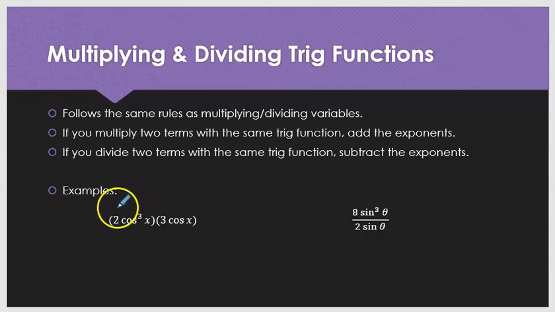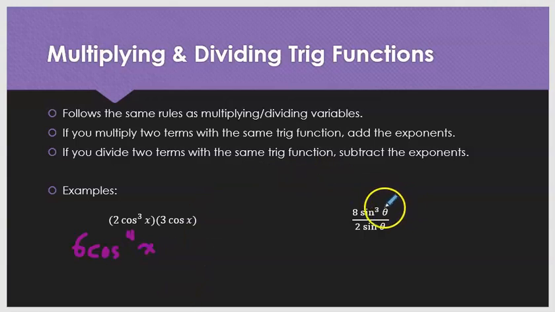So I'm going to do this as two separate operations. I'm going to do the 2 times 3. So that's 6. Nothing is changing those rules. We're multiplying the coefficients normally. And then here I have cosine to the third power times cosine to the first power. If they don't write an exponent, there's an imaginary 1 there. So I need to add those exponents since I'm multiplying. So the answer on this one will end up being 6 cosine to the fourth of x.